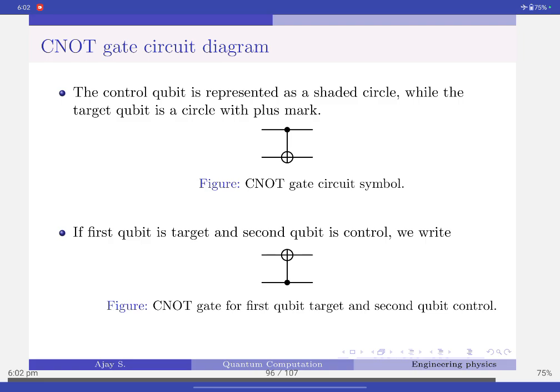So this is the circuit diagram for the CNOT gate. The control qubit is represented by a shaded circle, while the target qubit is a circle with a plus mark. So that's the symbol you can see there. If the first qubit is target and the second is control, then you write it the other way around. You put an open circle near the target and a closed shaded circle with the second one, which is the control.